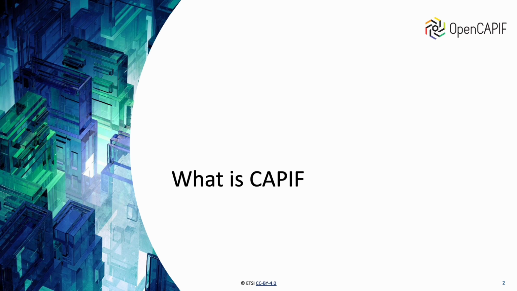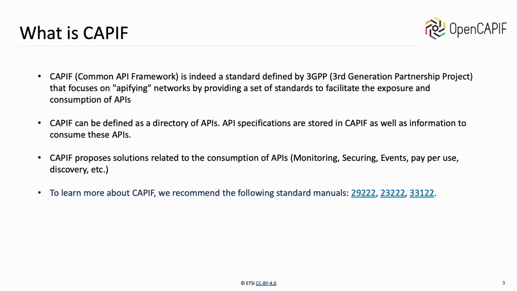What is CAPIF? CAPIF is a standard defined by 3GPP, which aims to amplify the network and propose a series of standards to address and solve the exposure and consumption of APIs. So essentially, CAPIF serves as a directory of APIs, storing their specifications and related information for consumption. Within CAPIF, there are provisions for various aspects related to API consumption, including monitoring, securing, handling events, and more.